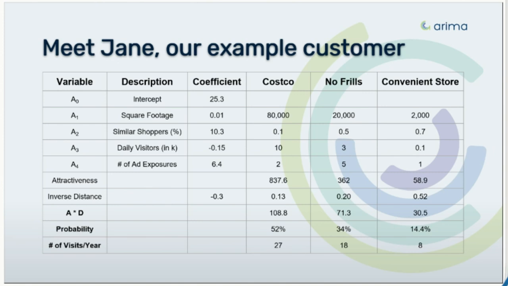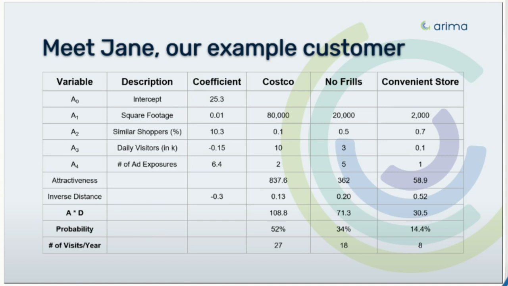Once these parameters are calculated, we can now take the 3 stores we have and we can plug in the numbers we know. So square footage, it's a simple matter of looking up these stores and figuring out how big they are, what are the square footages. Percent of similar shoppers, so Costco, everybody goes there. It's not particularly designed for newcomers or not designed for anybody, so only 10% of the shoppers are similar to her. No Frills, 50%, and convenience store because it's in her area, so a lot of other people who are like her live in the same area, so that's a 70%.